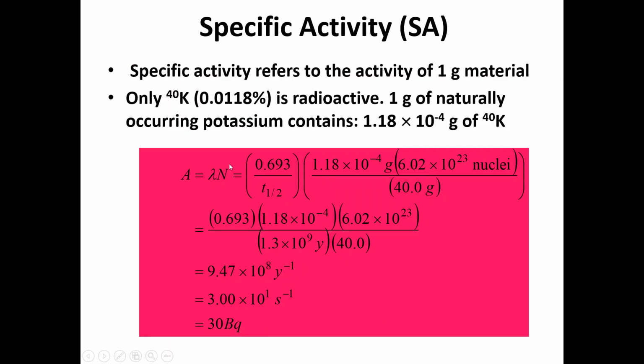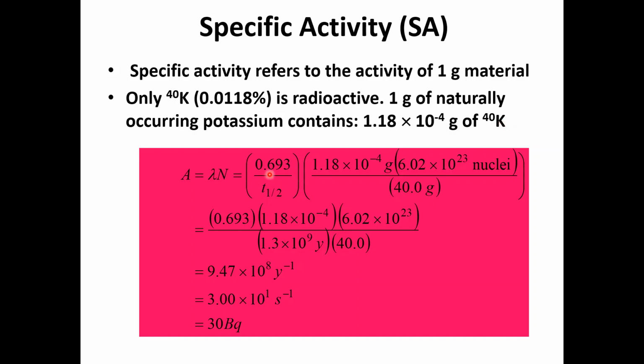So how do we proceed? We know that specific activity refers to the activity of 1 gram of material. Here we also know that only potassium 40, that is 0.0118%, is radioactive. So 1 gram of naturally occurring potassium contains 1.18 × 10 raised to power minus 4 grams of potassium 40.